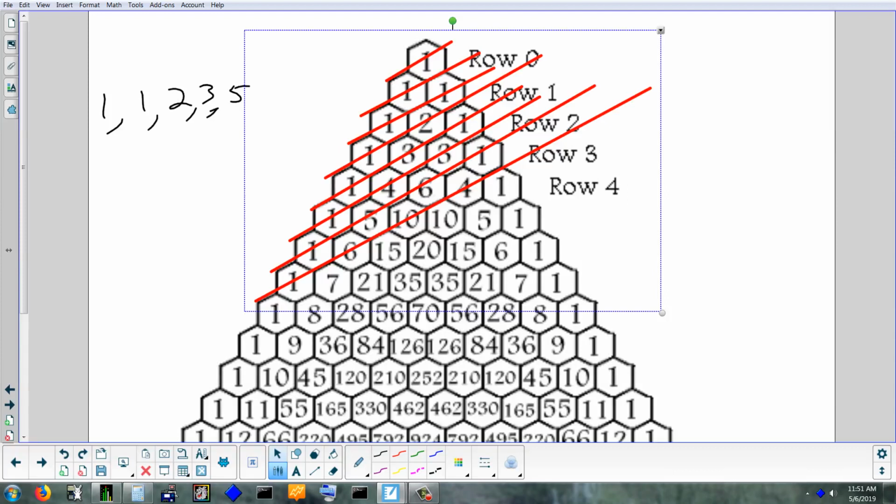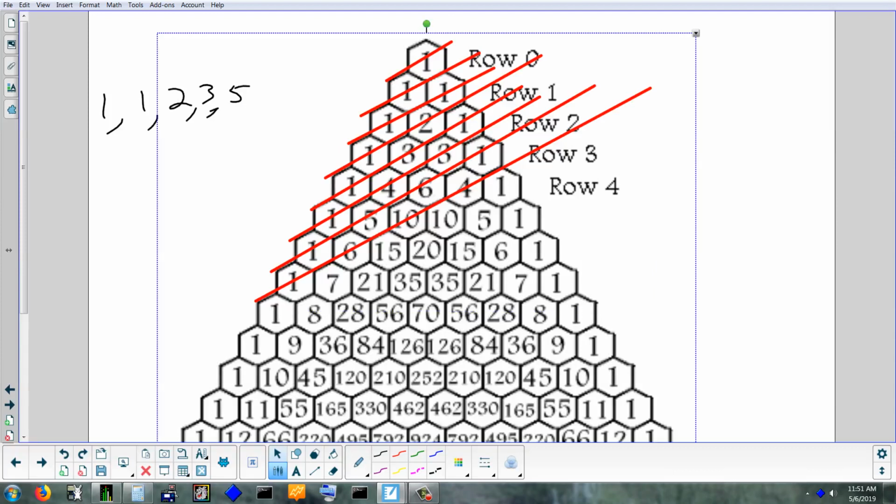So there's, I don't even know all the stuff about this triangle, but there's tons and tons and tons of patterns in this triangle. Lots of stuff. It's kind of exciting. Okay. So it also tells you stuff about probability.